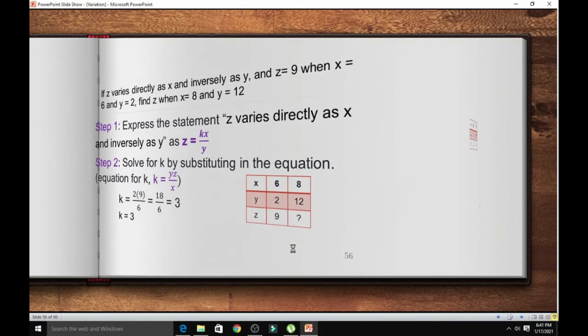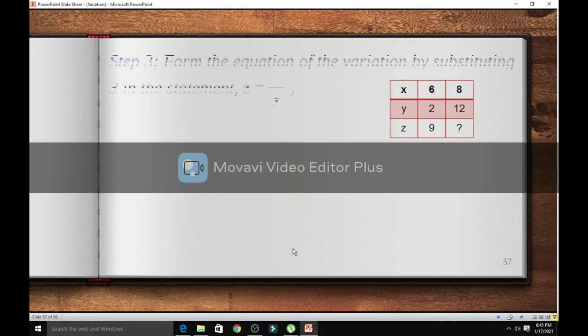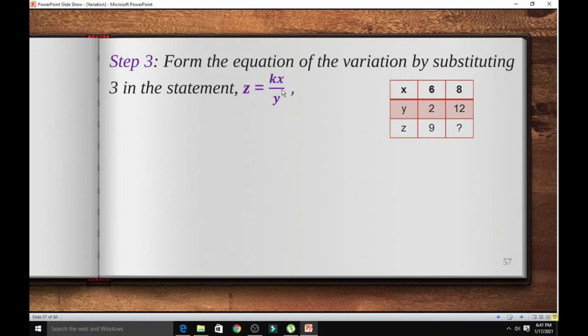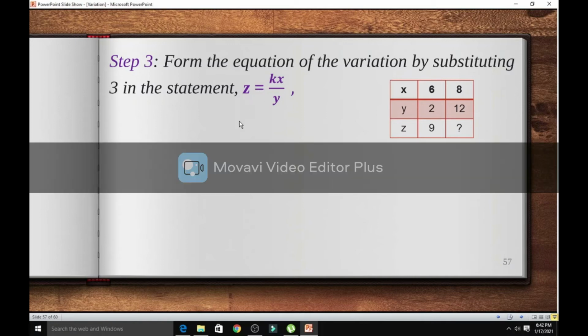So, let us proceed. So, ayan, kinopya ko lang ulit yung table. So, form the equation of the variation by substituting 3 in the statement z is equal to kx over y. So, para mahanap natin yung equation ng variation, yung nasolve natin kanina na k, ay ipapalit lang natin dun sa ating original equation, which is z is equal to kx over y. So, pag pinalit natin siya, magiging equation natin is z is equal to 3x over y.